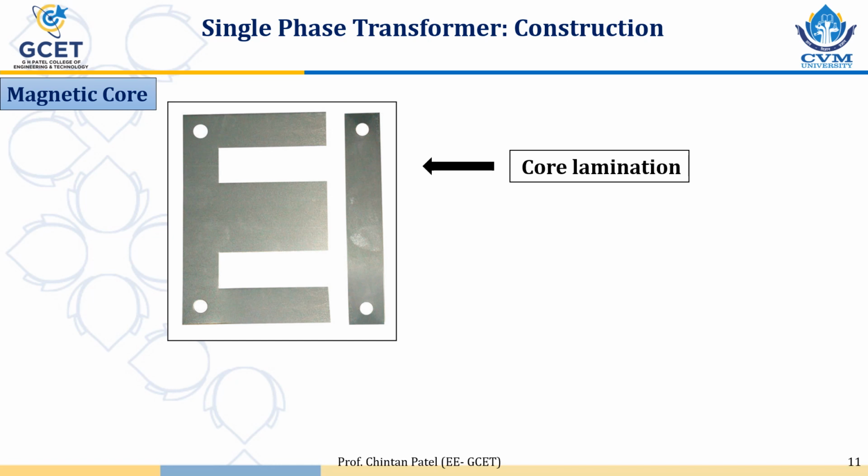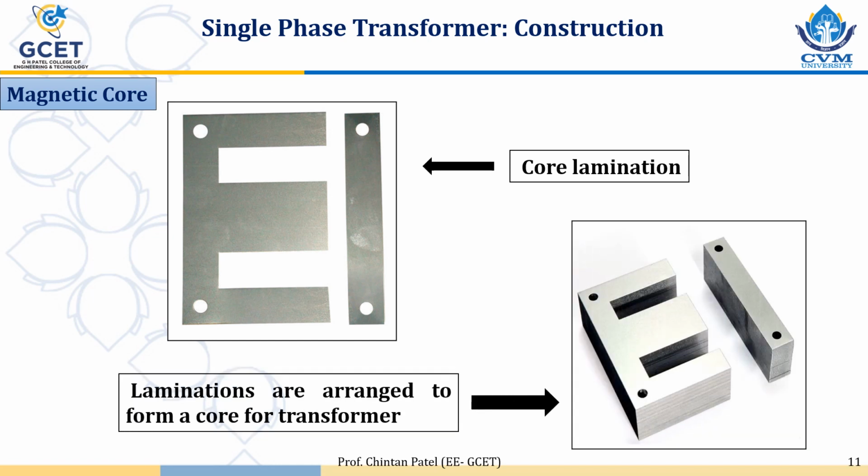You can see here, these are the core laminations. There are two types of laminations shown. One is E shape and another is I shape, and they are very thin. A number of these types of laminations are taken together, assembled together, and a solid core is prepared. So laminations are arranged to form the core of a transformer.